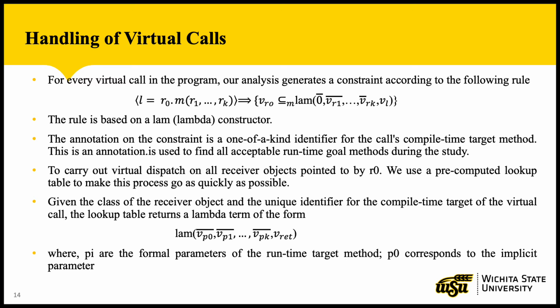To carry out the virtual dispatch on all receiver objects pointed to by R0, we use a pre-computed lookup table to make this process go as quickly as possible. Here, given the class of the receiver object and the unique identifier of the compile-time target of the virtual call, the lookup table returns a lambda term of the form shown in the equation. Here, pi are the formal parameters of the runtime target method, and p0 corresponds to the implicit parameter.